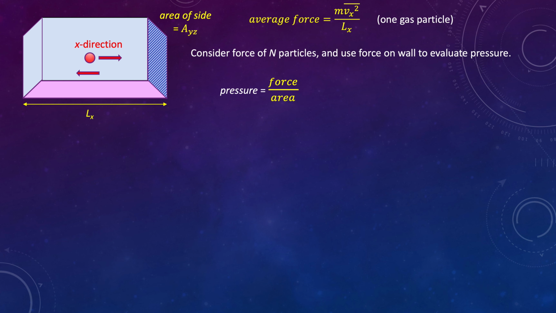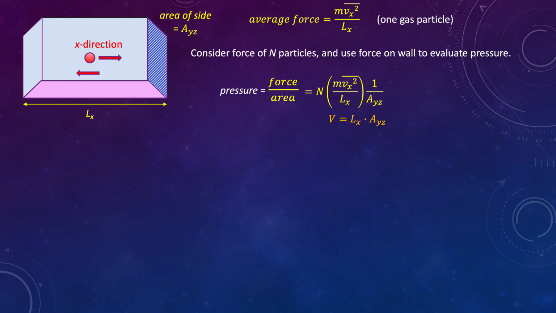So now when I use my expression for the force, and I use the area, and I multiply this by n particles, I'm going to end up with an expression that looks something like this. I've got the n particles in front, I've got the average force per particle in the x direction in parentheses, and then I'm dividing by the area that it's hitting, the area of that wall. And so this is going to represent, if you will, my mechanical pressure.